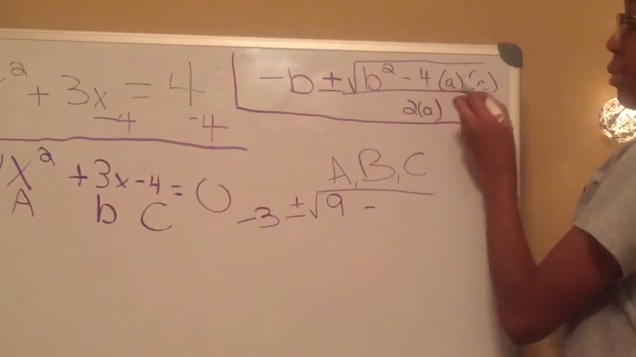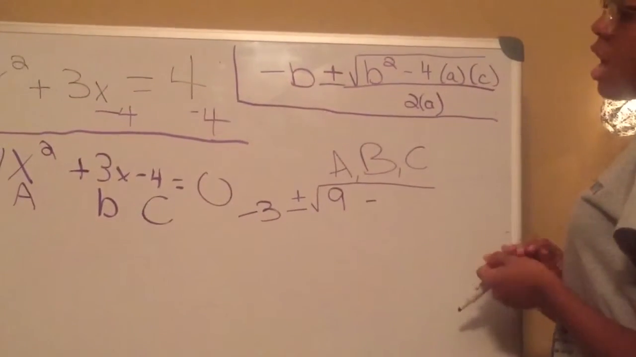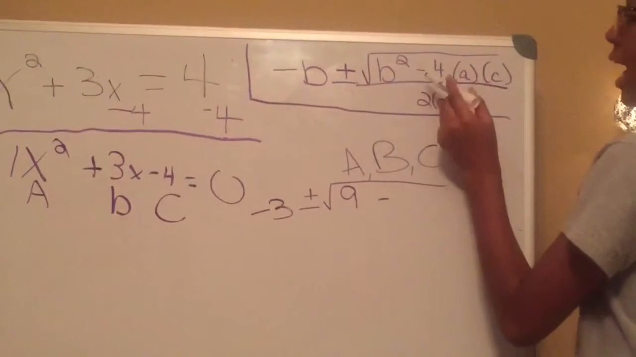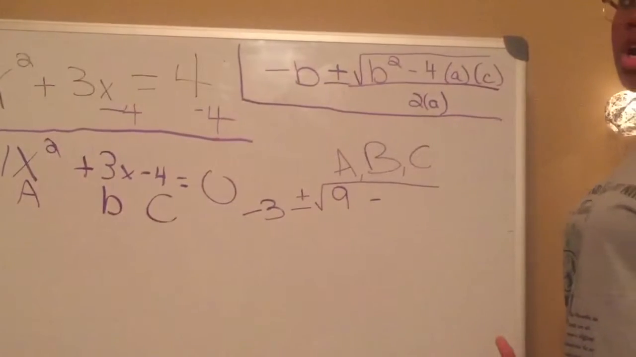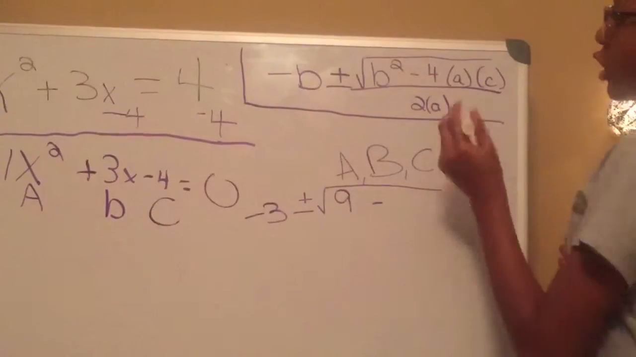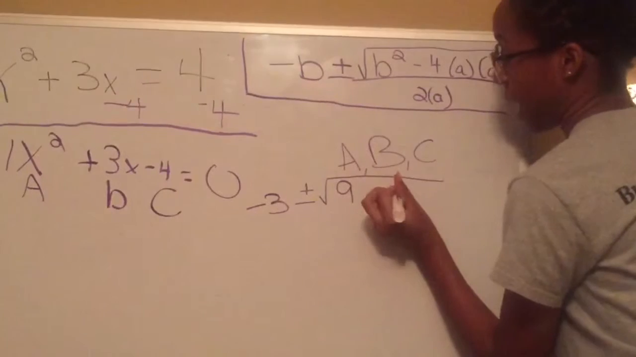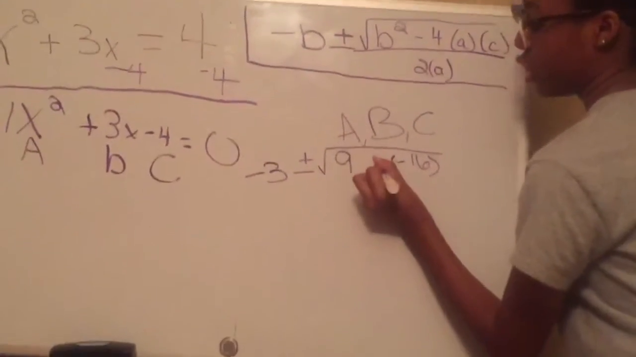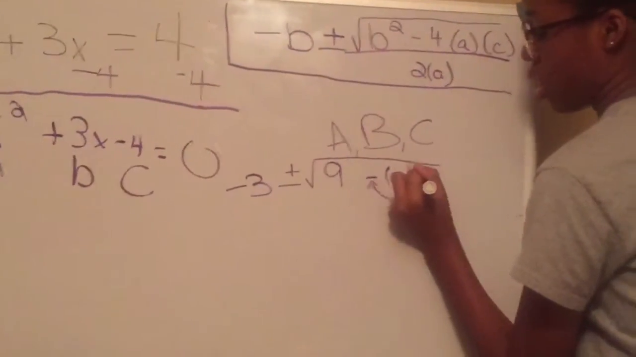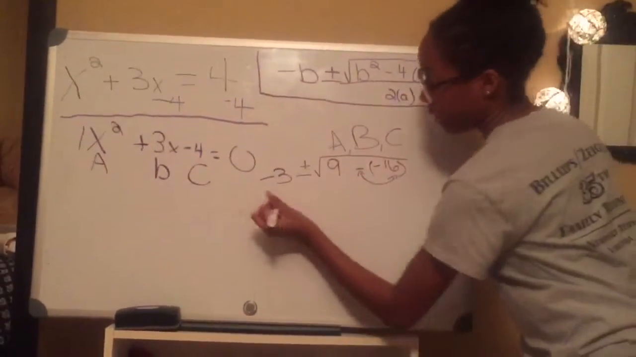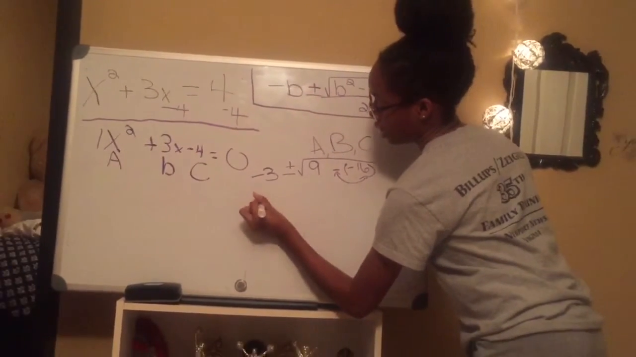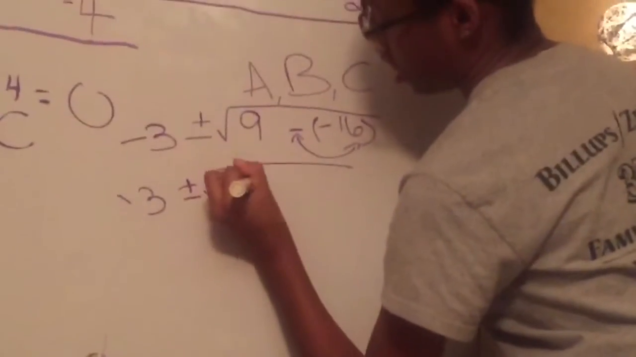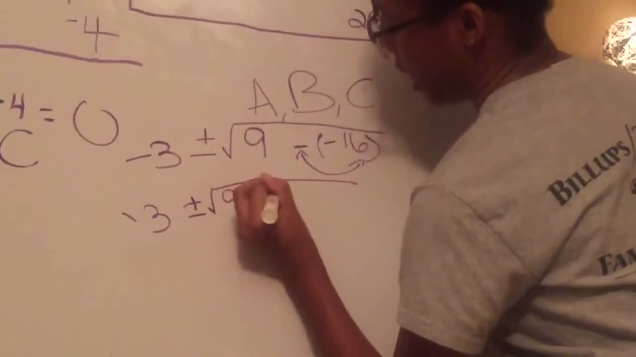Then you'll take this number and multiply it by c. C is -4. So you're going to multiply this 4 times -4, which gives you 16. So you'll have 9 minus a -16. Two negatives multiplied by each other make it positive. So you'll rewrite your whole equation and make it positive.